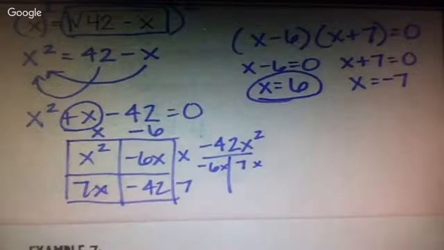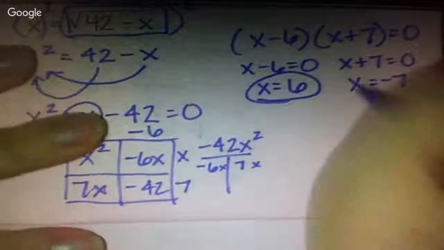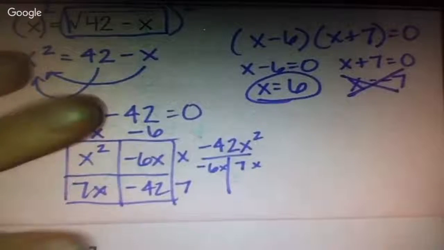But watch what happens when I plug in negative 7. When I plug in negative 7, what's 42 minus negative 7? 49, because you have to add it. Remember, your minus and negative turns into a plus. What's the square root of 49? 7. But what is x? Negative 7. Those are not equal. So, while you got two solutions, the only one that works is 6.